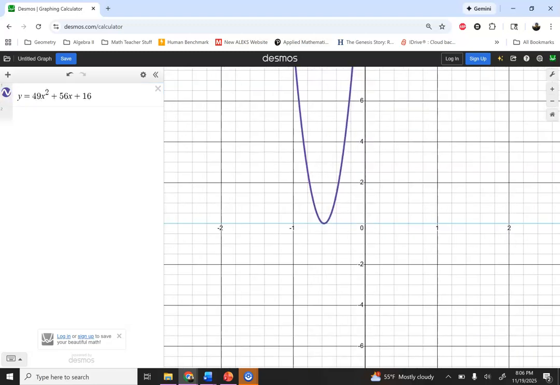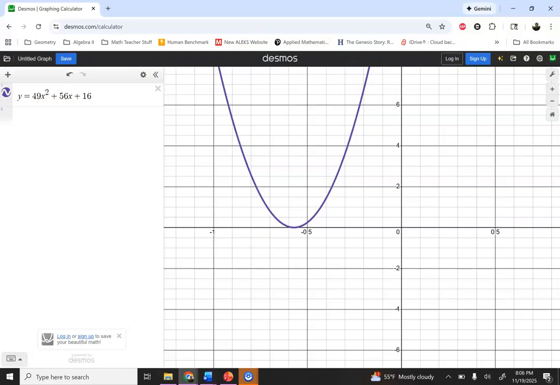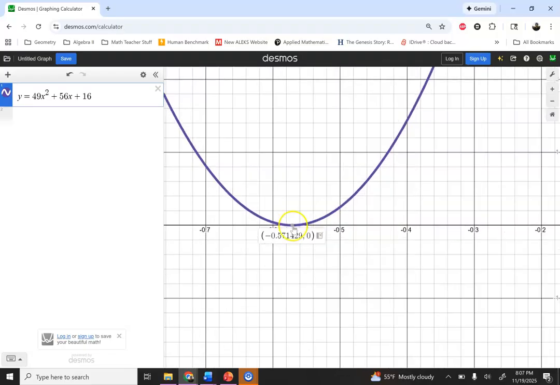All right, this makes it a little bit easier to see. We're looking for where this graph touches the x-axis. It looks like it does, and when you click on it, it brings up that little gray dot that shows, yes, this graph does actually hit the x-axis at the value of negative 0.57.